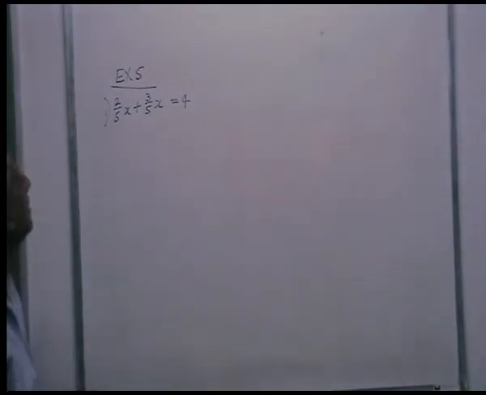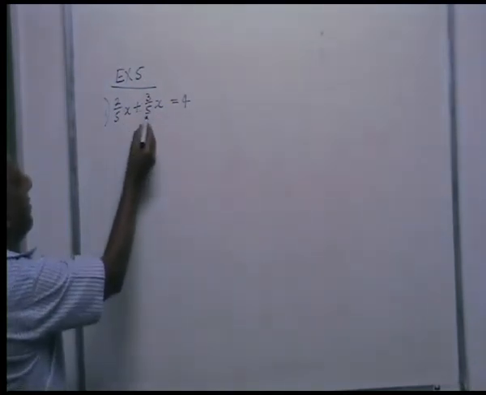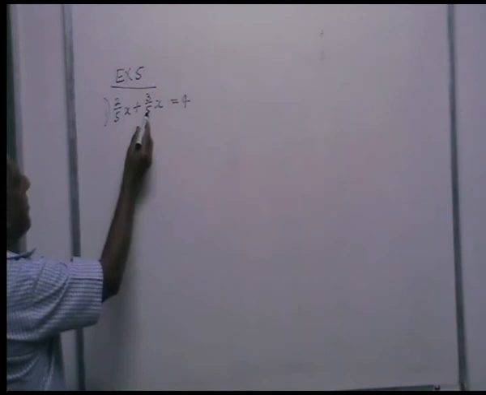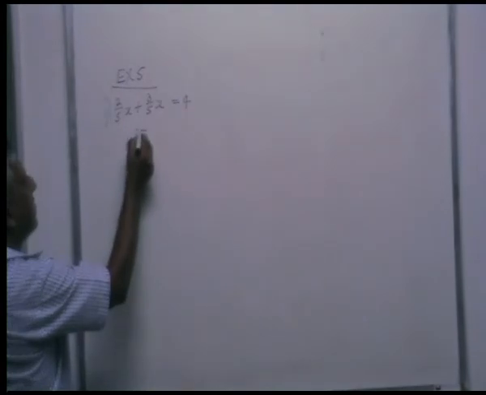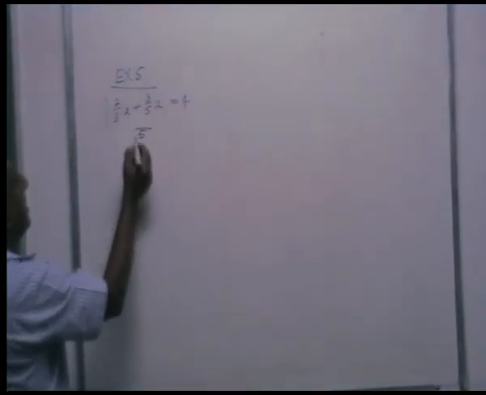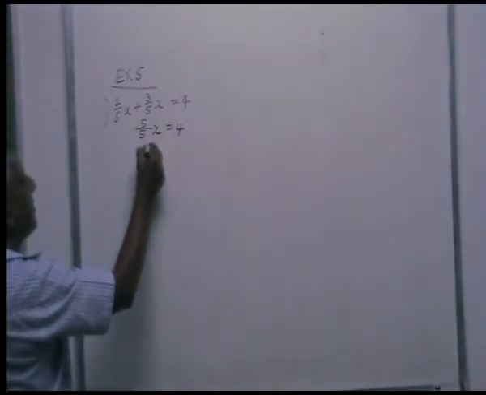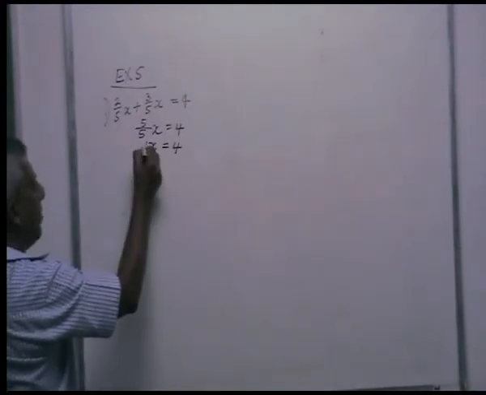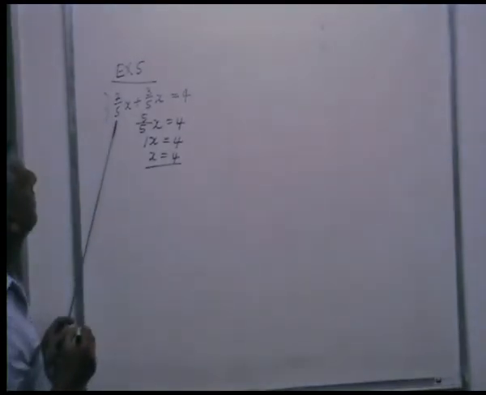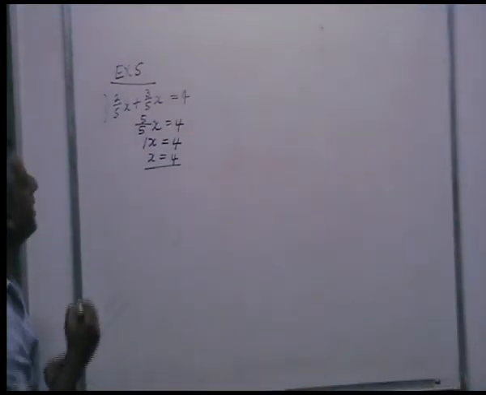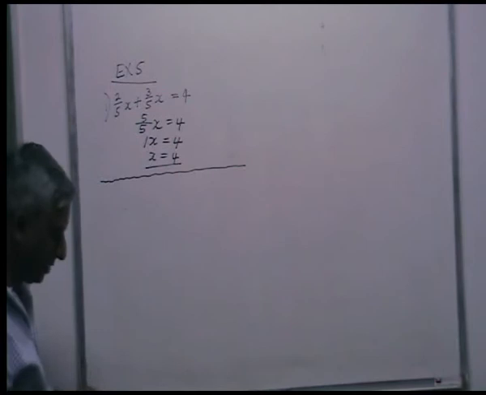So here are the solutions for exercise 5. Well, number 1 is straightforward. You see, 2/5 x plus 3/5 x. You know that 2/5 plus 3/5 gives you 1. But in case you don't know that, the denominators are exactly the same, so there's your 5. 2 plus 3 is 5. 5 over 5 x is equal to 4. Well, 5 over 5 is 1. That means 1x is 4, so x is 4. But you should know that 2/5 plus 3/5 gives you 1. So that finishes number 1. That's fairly straightforward. Now we're going to do number 2.